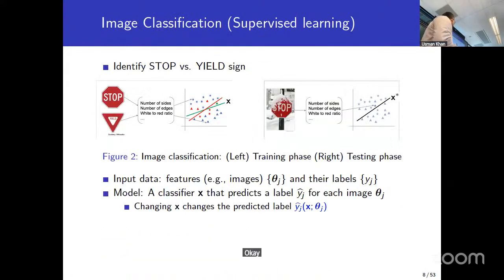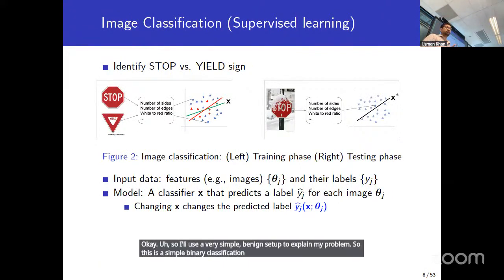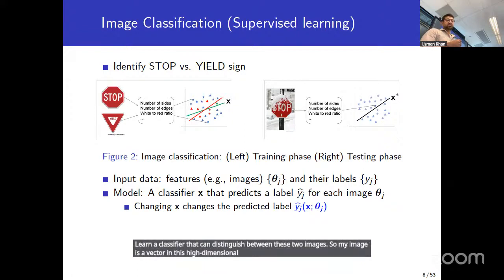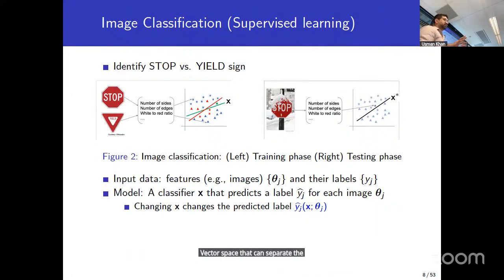Okay. So I'll use a very simple, benign setup to explain my problem. This is a simple binary image classification setup. We have 2 different types of images that we want to distinguish. We want to learn a classifier that can distinguish between these 2 images. So my image is a vector in this high dimensional space theta j, and these are labeled images. So I know whether this image was a stop sign or a yield sign. And I want to train a classifier, which is this straight line, or a hyperplane in this high dimensional vector space, that can separate the classes of 2 images, right?